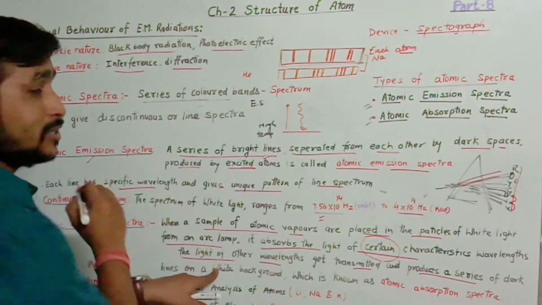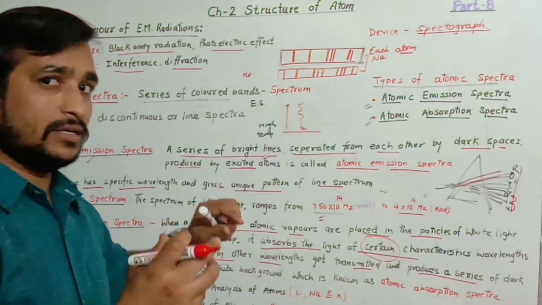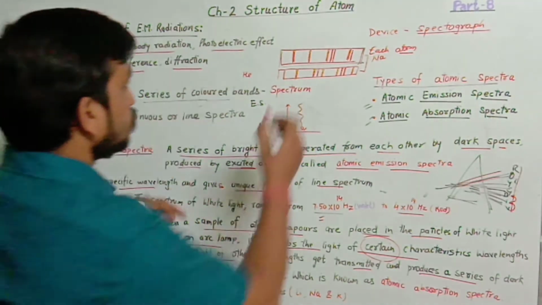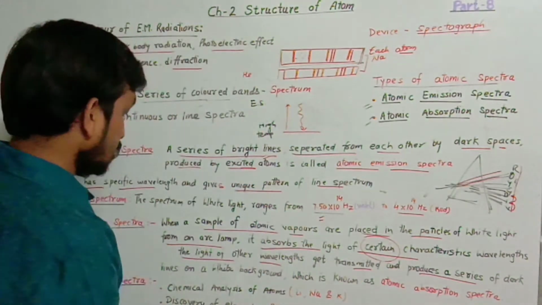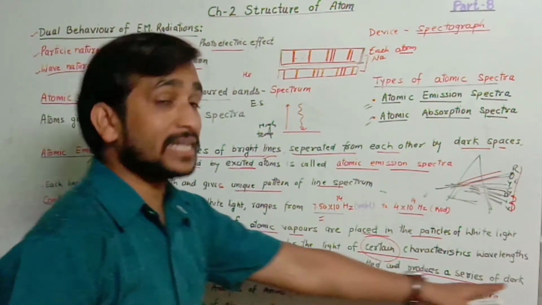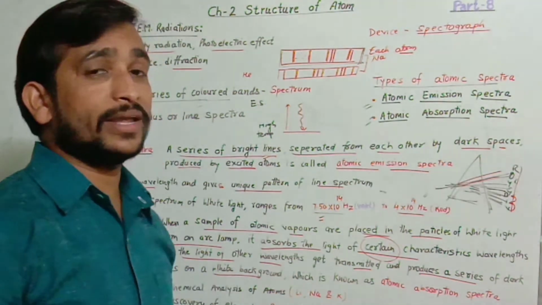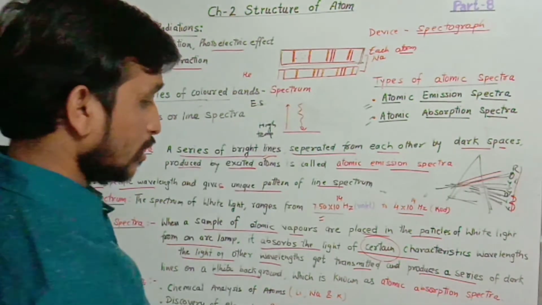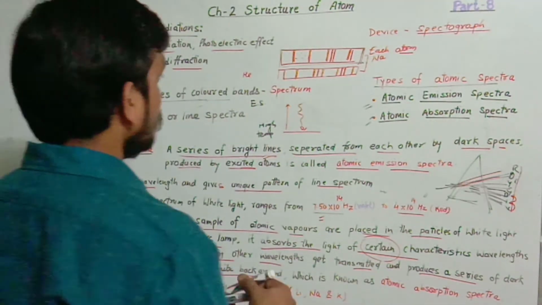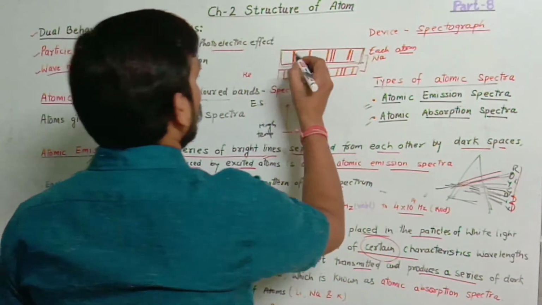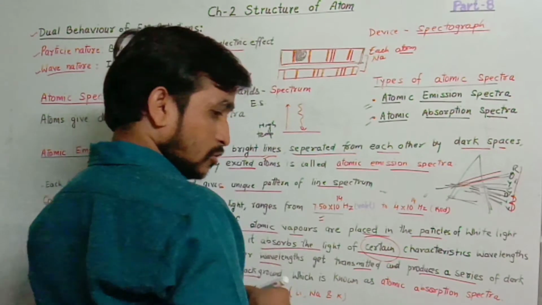In the case of atomic emission spectra, we get white lines on a black background. This is the black background and these are the white lines. But in this case, the background is white and the bands are dark. Clear here? This is known as atomic absorption spectra. I will tell you how we get an absorption spectrum. If this is your dark space, black space, I will draw it again.